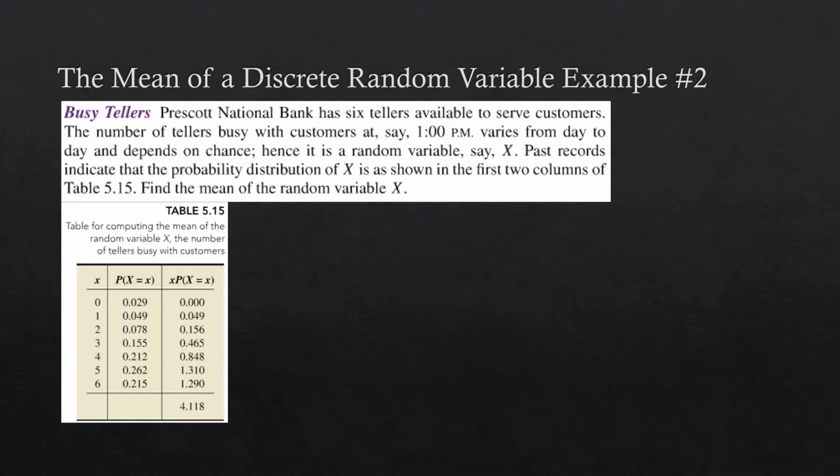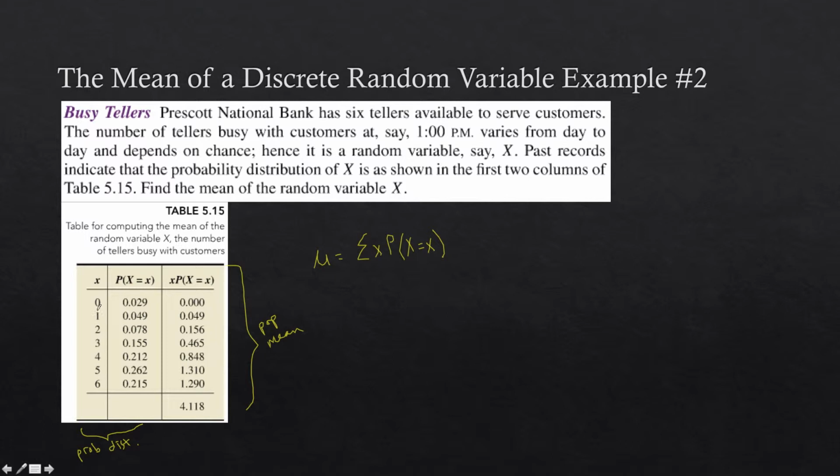So remember, mean of the random variable x. First of all, notice they gave you the population distribution right here. These first 2 columns would be your probability distribution. Now this last column here, this is your population mean. This is the formula that we just talked about a moment ago.